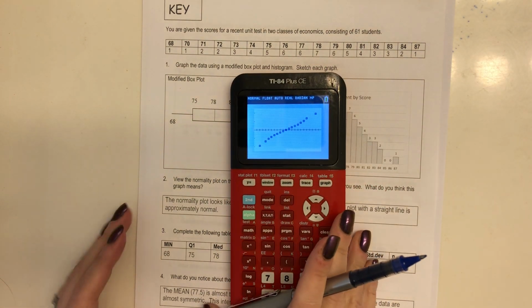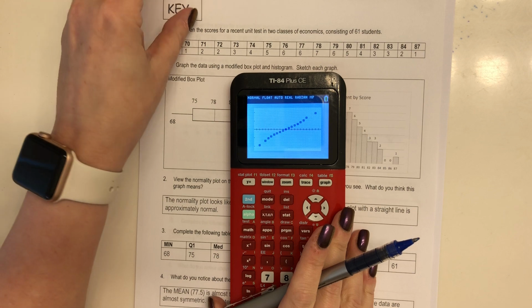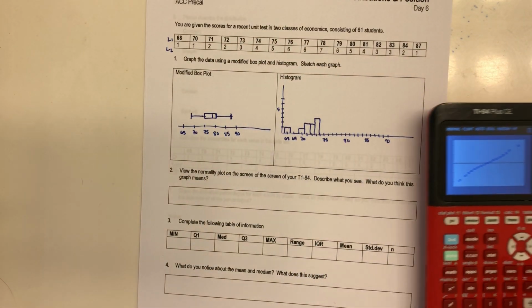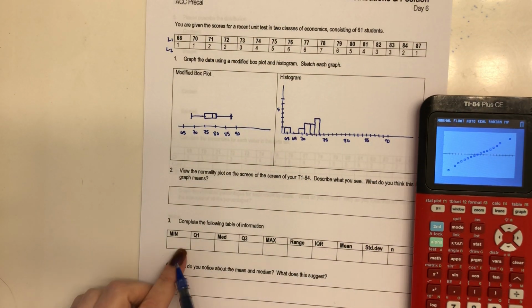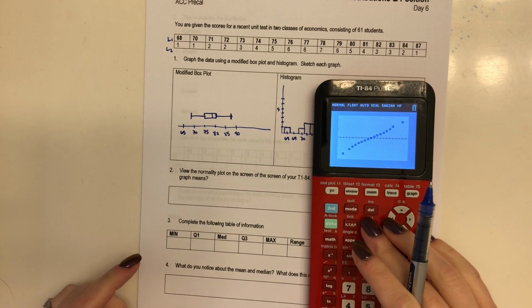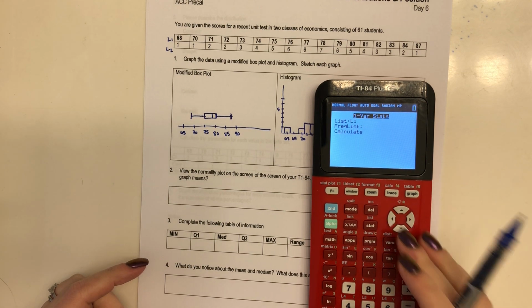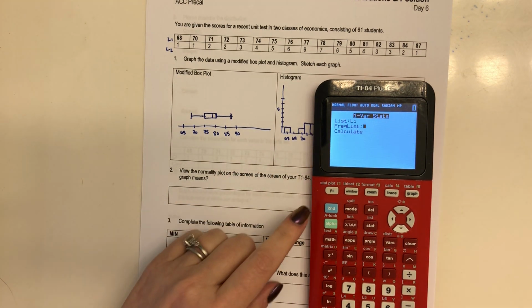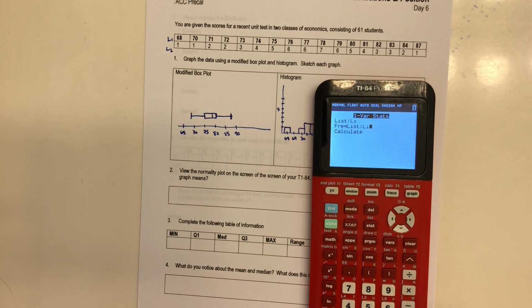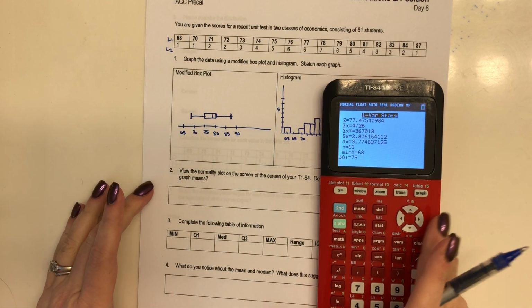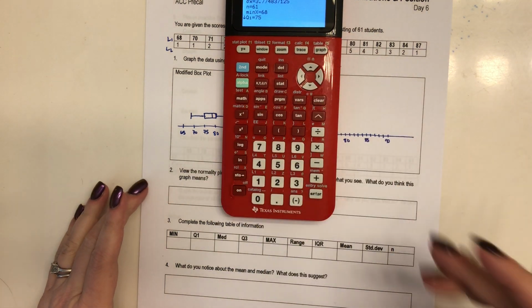All right, now down below that for number 3, it says fill in this chart. All of this chart stuff can come from one variable stats. So go to stat, calculate, one variable stats. Now we are using a frequency list of 2, so I'll do second number 2, and then I'm going to calculate. At this point, it's just a matter of filling all that stuff in.